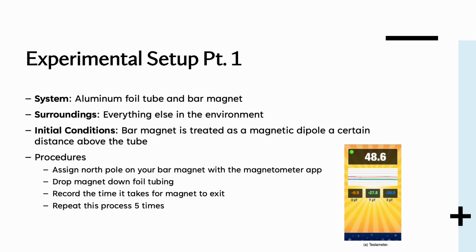Next, we're on to our experimental setup, where the system was the aluminum foil tube and bar magnet, the surroundings was everything else in the environment, and the initial condition is that the bar magnet is treated as a magnetic dipole a certain distance above the tube. The procedure goes as follows.